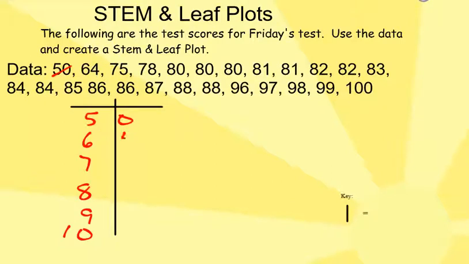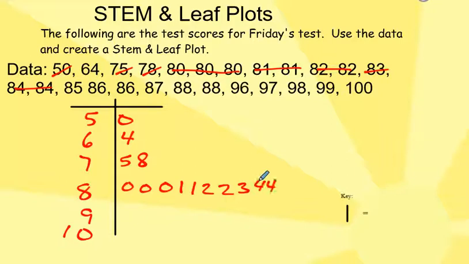64, I have 64. 75, so 75. 78. Then I go to my 80s. I had 1, 2, 3 80s, so 80, 80, 80. Then I have 81, 81, so I have 2 81s. Then I have 2 82s. Then an 83. Then 2 84s. An 85. 2 86s. An 87. 2 88s.